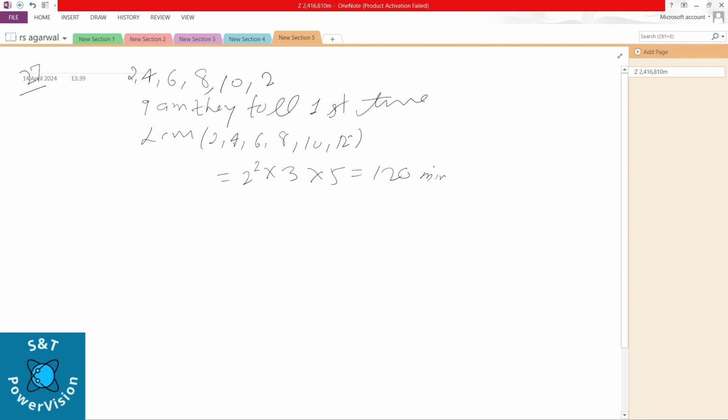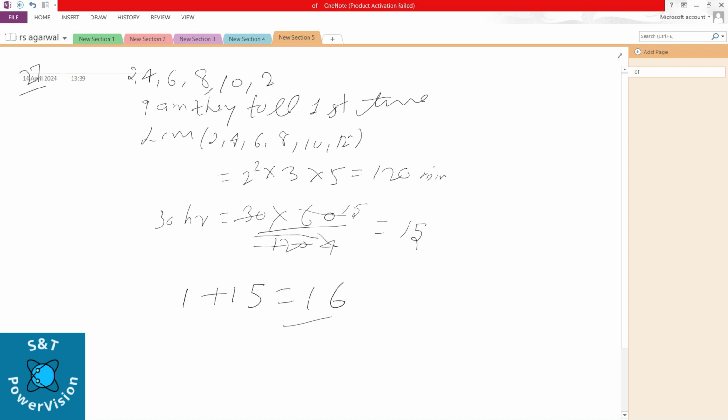So 30 hours is equal to 30 into 60 divided by 120, which is 15. Since at 9 a.m. they ring the first time, we'll add 1, so 1 plus 15 is equal to 16 here. It means in the total 30 hours, all the bells will ring together 16 times. So this is all about exercise 1B, real numbers.